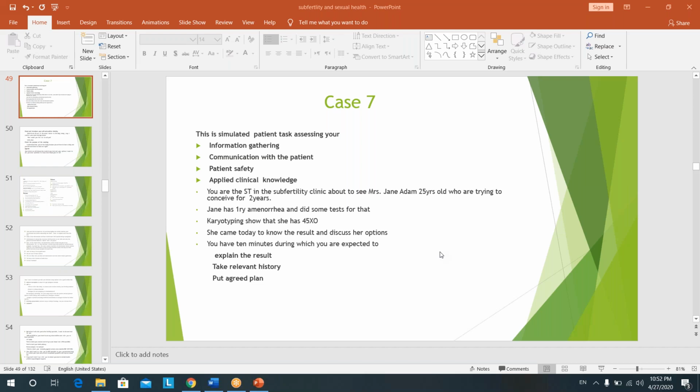The second point I wanted to tell you is that you used many jargon terms in this task, like ovarian failure, like gonads.